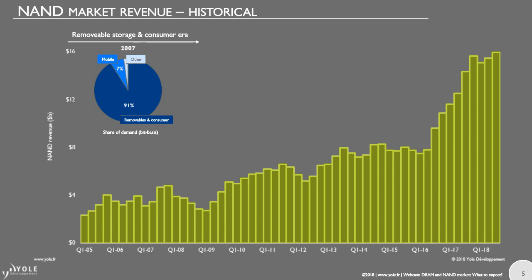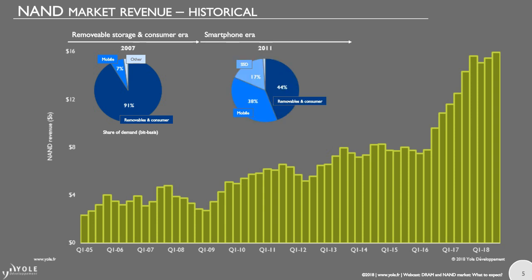Now, the iPhone launched in 2007, which leads us into our next era, what we're calling the smartphone era. This was still largely driven by removables and consumer, but in this time, mobile demand approached 40%. So in 2011, mobile demand had grown to 38% of the market. And again, largely iPhone, as well as by this time, tablets were in the market. So that was driving a lot of demand for NAND.